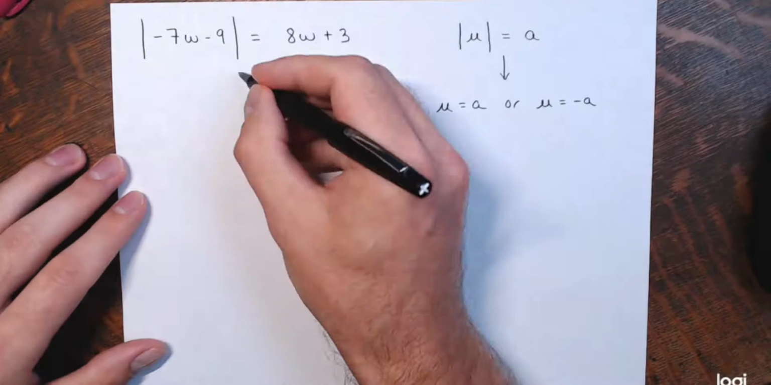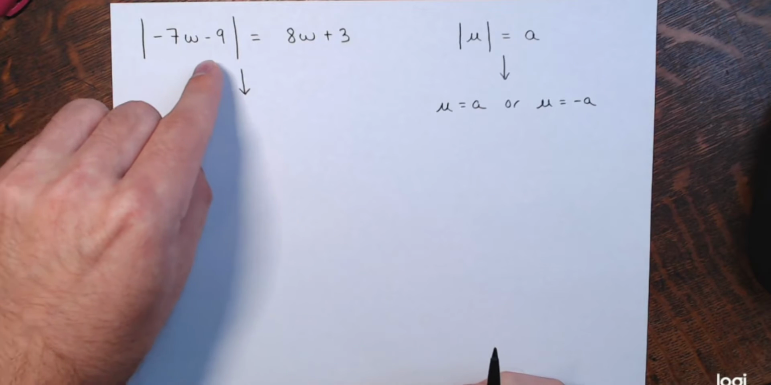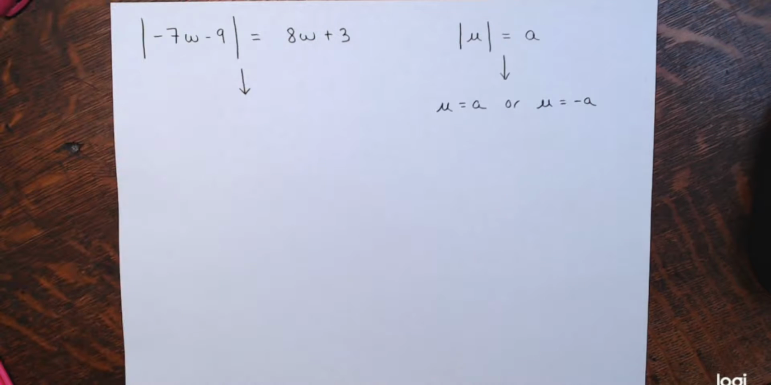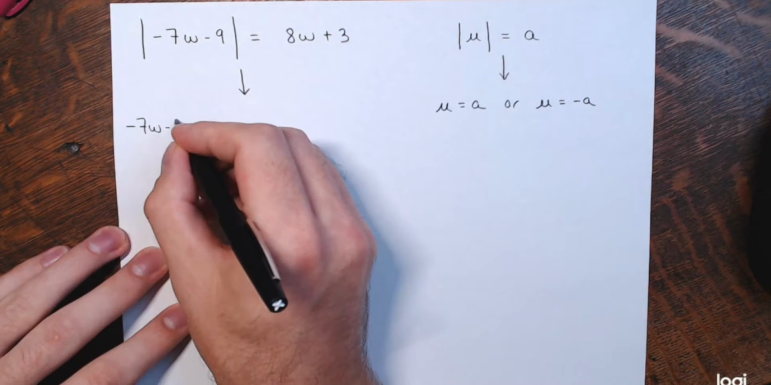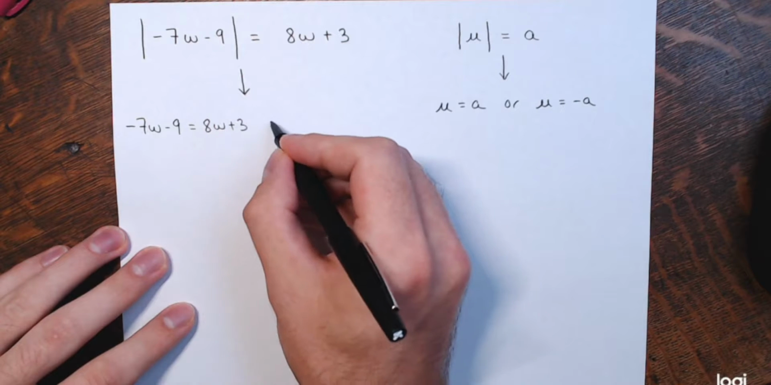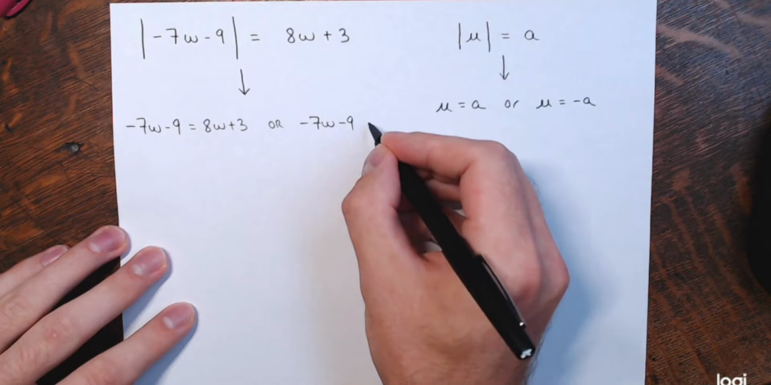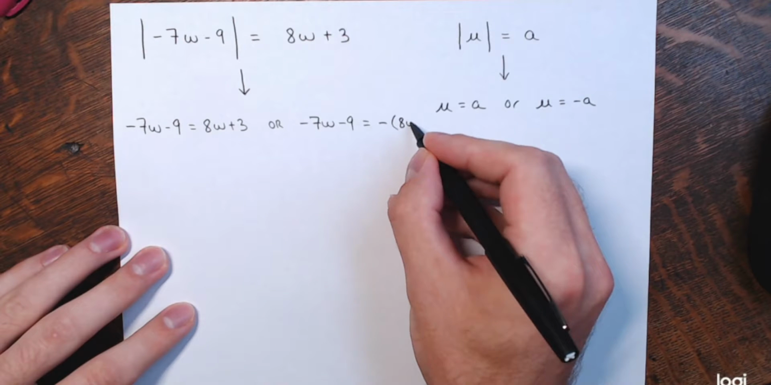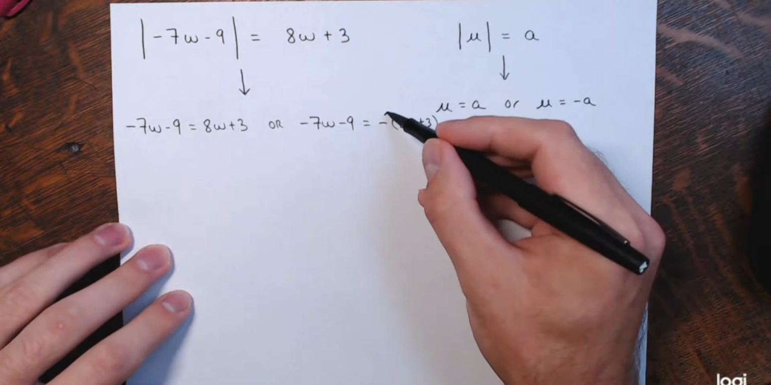All right, so I'll be doing that here. This is already set up the way I want: the absolute value of something by itself equals some other expression. So either negative 7w minus 9 is equal to 8w plus 3, or negative 7w minus 9 is equal to the opposite, negative 1 times the quantity 8w plus 3. Don't forget, you're doing the opposite of that whole expression, so I will be distributing a negative again over here.